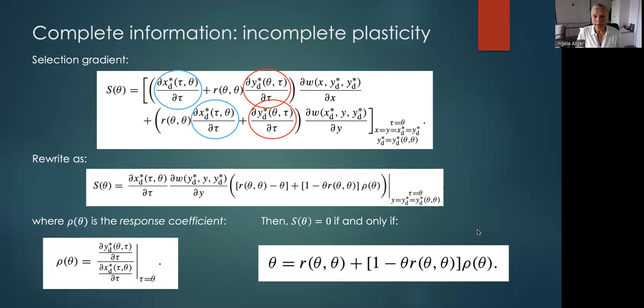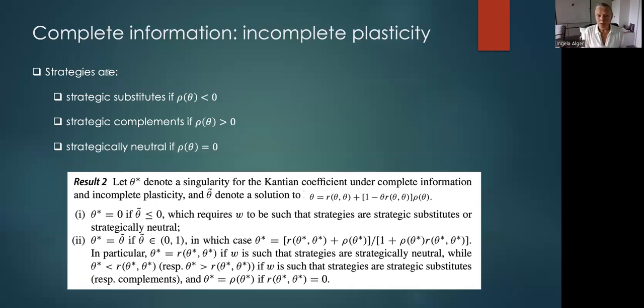Now we see also a connection with the incomplete information scenario, because if rho is 0, and this happens in certain games where the strategies are strategically neutral, then we are back to the incomplete information scenario, and that's not so strange, right? Incomplete information means the residents do not change their behavior when mutants appear. But things here are different when residents do change their equilibrium behavior as a response to a change in tau. If this rho is negative, strategies are strategic substitutes, so the behavioral responses go in opposite directions. They are strategic complements if it's positive, and strategically neutral if it's 0.